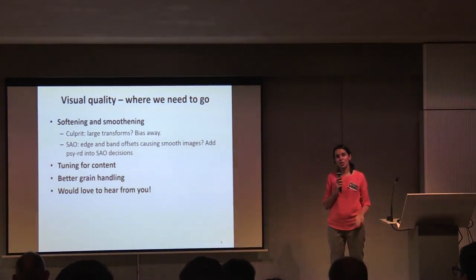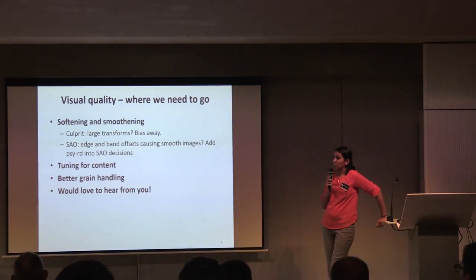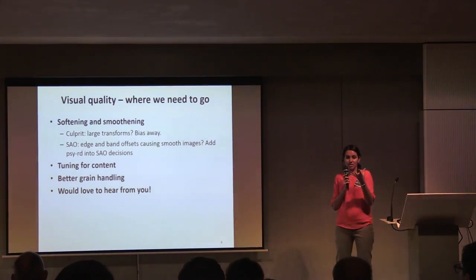Tuning for content, automatically detecting, for instance, grain, and preventing rate control from going crazy with the bits. That would be particularly valuable, especially in the predictors where it predicts the frame size.